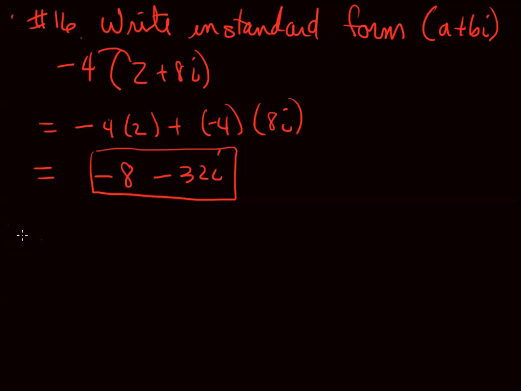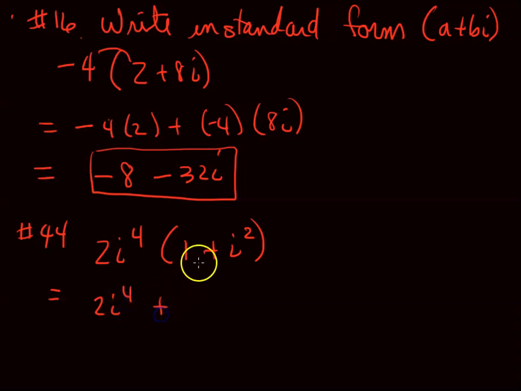Number 44. Same directions. Write in standard form, but now we have 2i to the 4th times 1 plus i squared. So let's see here. We distribute this, we get 2i to the 4th times the 1 plus, and I won't put that in extra, but this is 2i to the 4th times i squared. So now you get 2i to the 4th plus, well, this is 2i to the 6th.